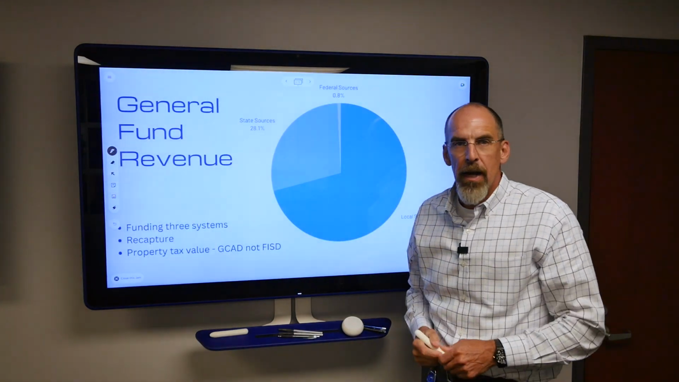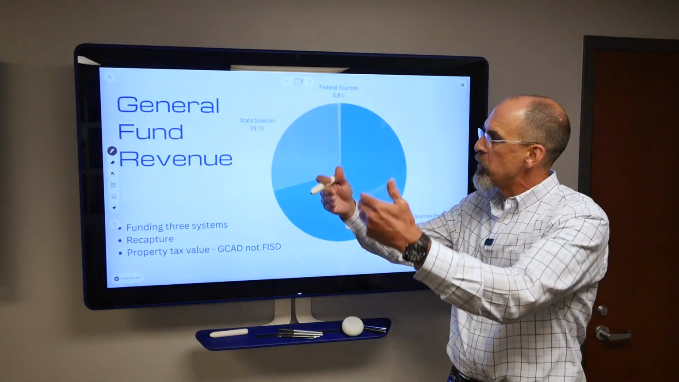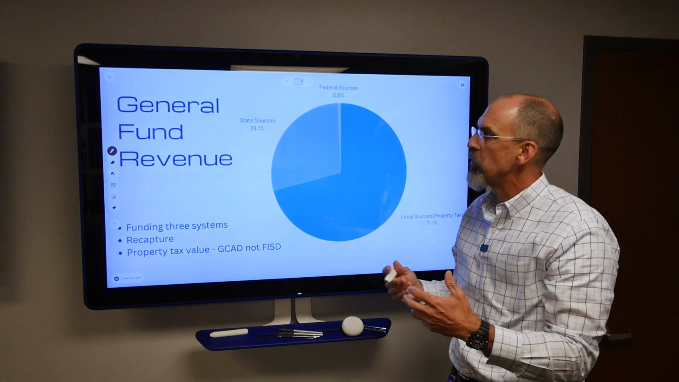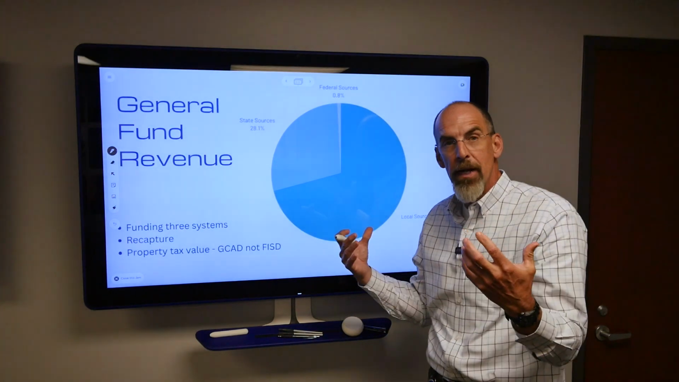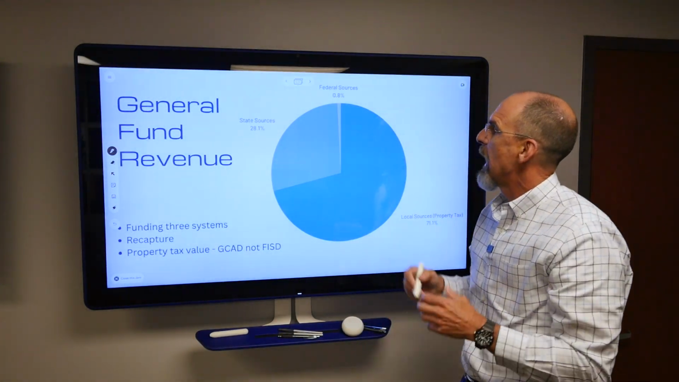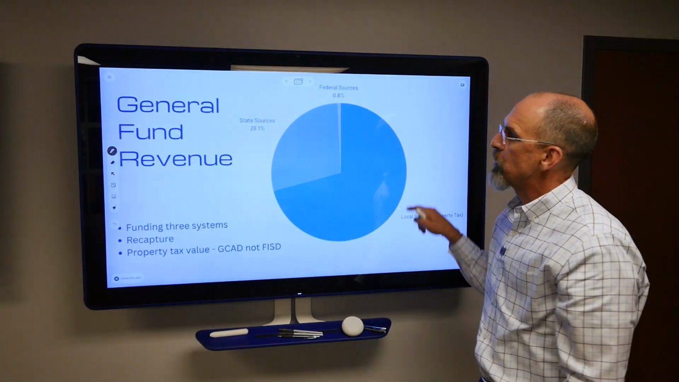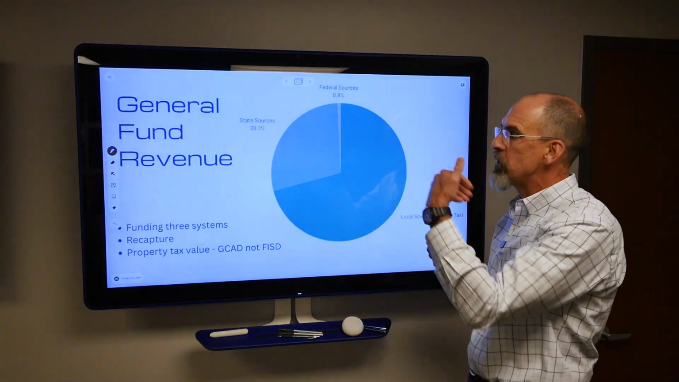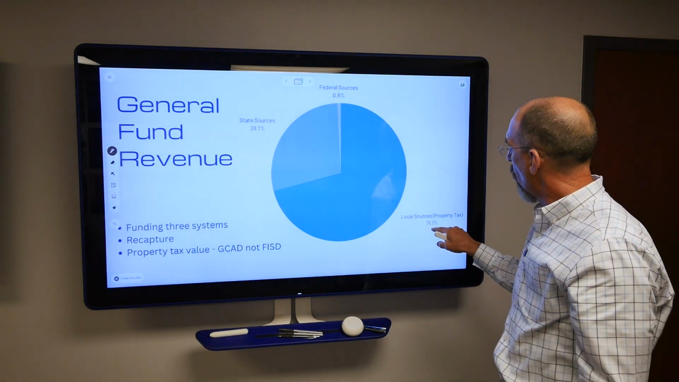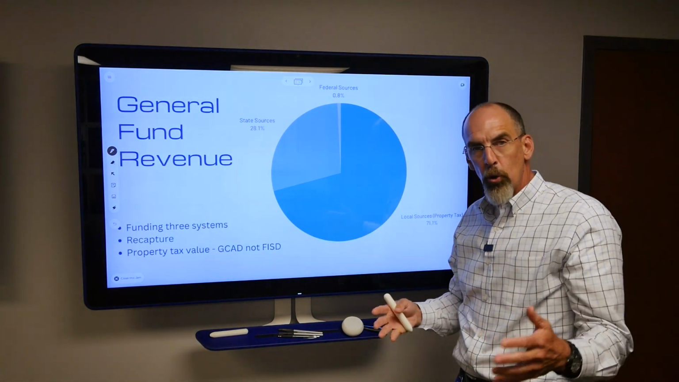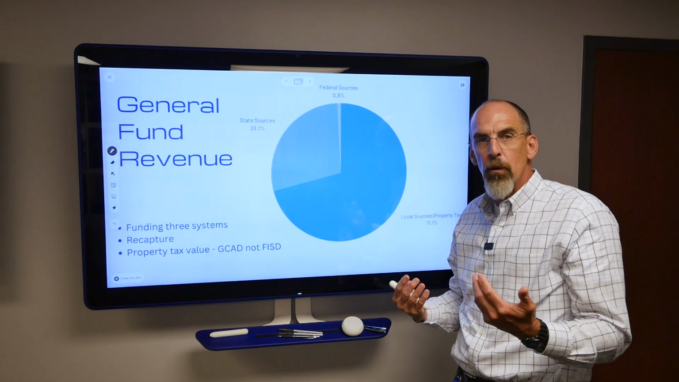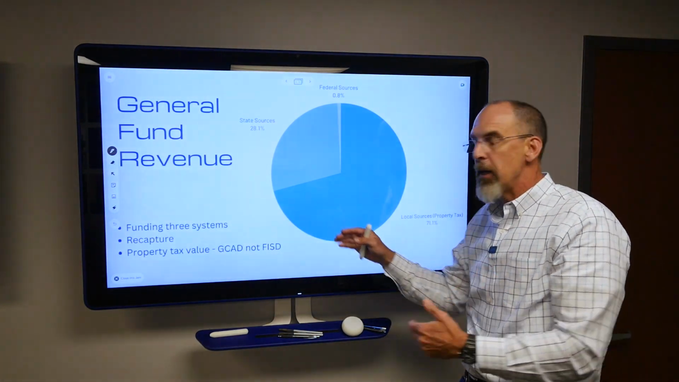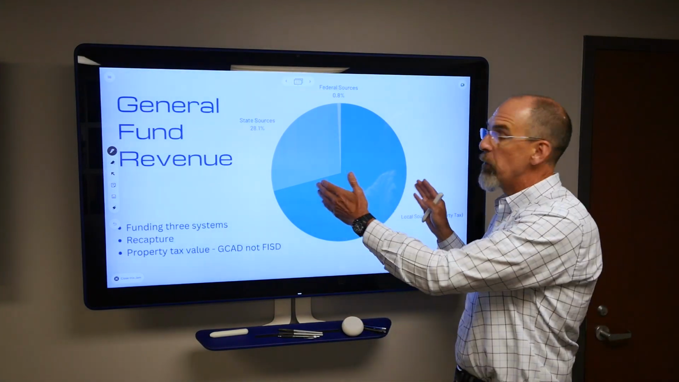This is an important slide. Let's talk about how the general fund, the maintenance and operation money that comes in to pay for the operations of Friendswood ISD, comes in. I want you to think of it in terms of a pie. In terms of this pie, the revenue, 71.1% comes from local property taxes. The property taxes that we pay, those of us who live in Friendswood ISD, fund 71% of the pie.